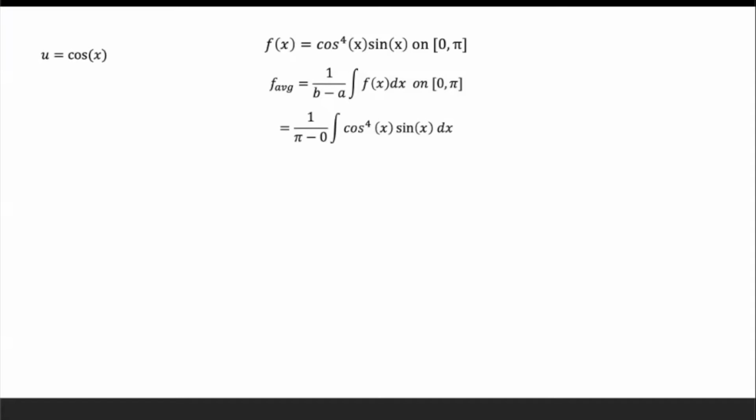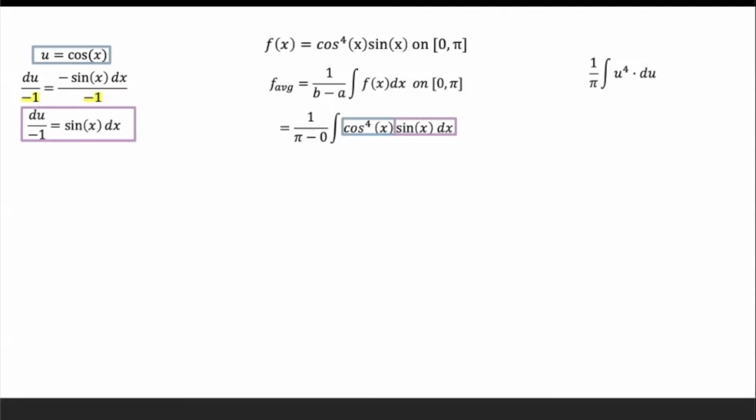Now we use the substitution rule because it will make the problem easier to solve. So u, in this case, is equal to cosine of x, because when you take the derivative, you get negative sine of x. So now we're going to move the negative over to the other side to get du equal to sine of x dx. So we can rewrite what we have here originally, and 1 over pi minus 0 is just 1 over pi. Cosine to the fourth power of x is u to the fourth, and sine of x dx is du.